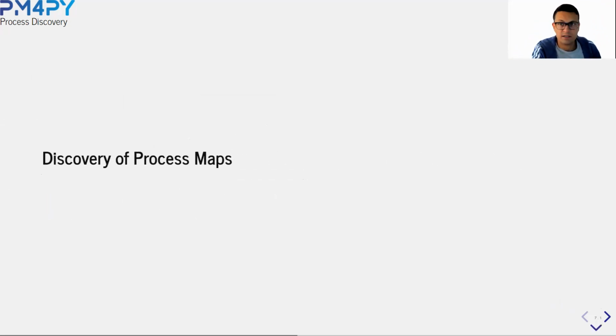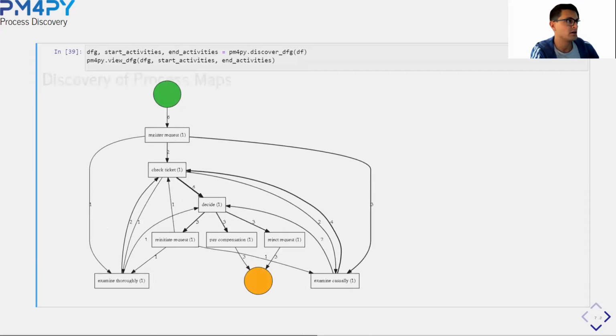Okay. Briefly, discovery of process maps. If you look at a lot of commercial tools, you see that they do not use BPMN, process trees, or Petri nets. They use what they typically call process maps. We like to call them directly follows graphs. I'll give you an example.